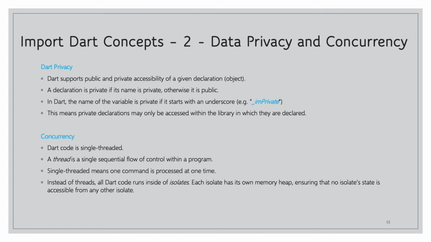Concurrency. Dart code is single-threaded. A thread is a single sequential flow of control within a program. Single-threaded means one command is processed at a time. Instead of threads, all Dart code runs inside of isolates. Each isolate has its own memory heap, ensuring that no isolate's state is accessible from any other isolate.